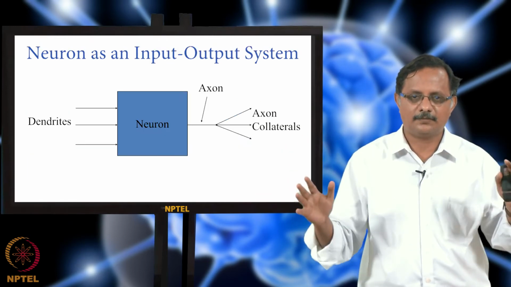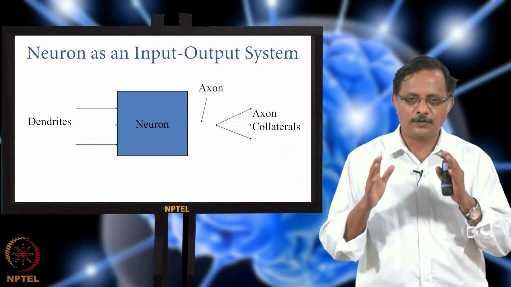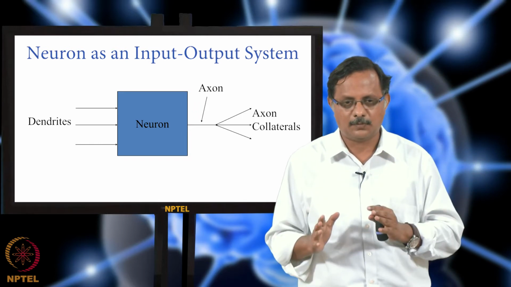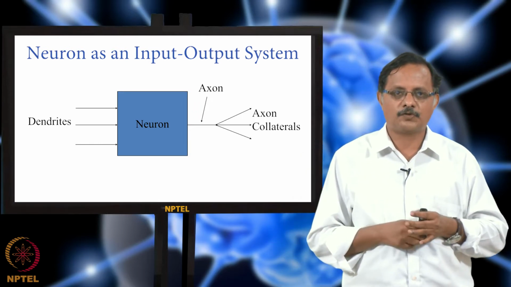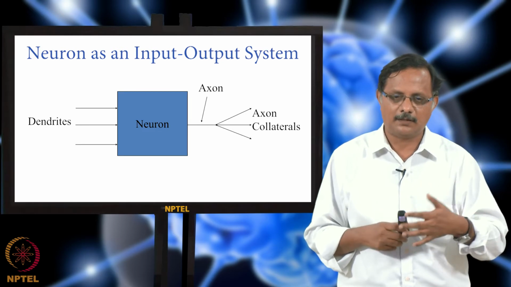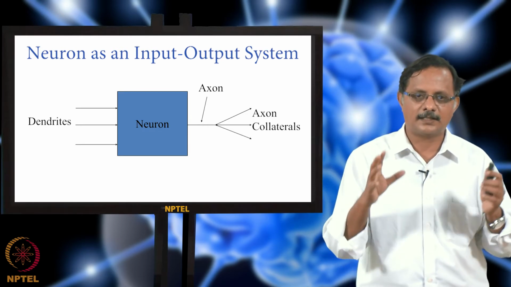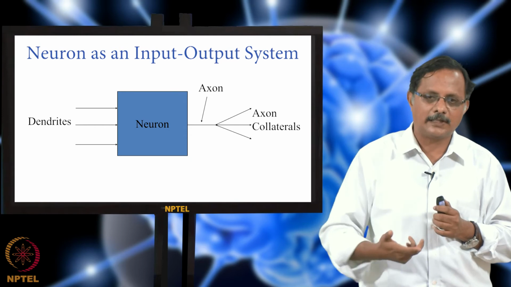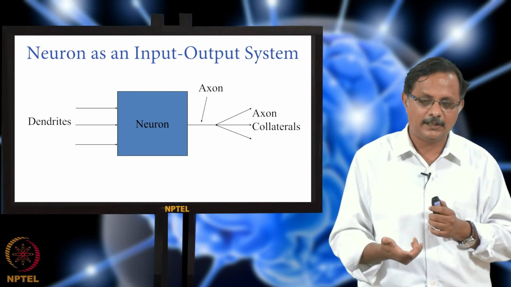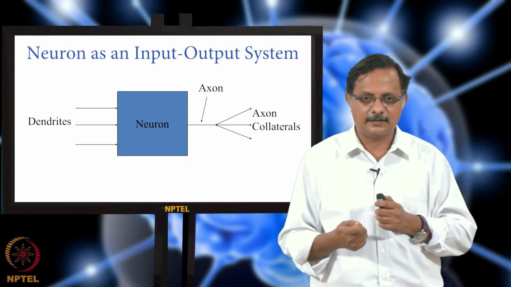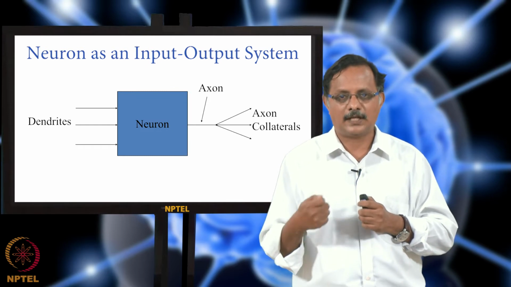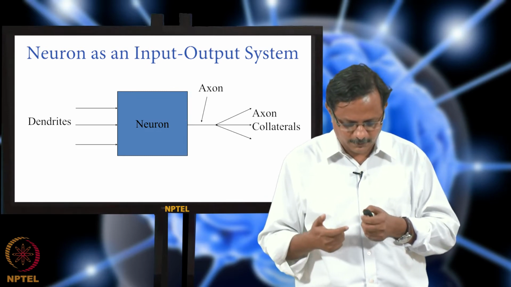Now, if you look at the complete picture of the neuron, think of the neuron soma as a black box, and dendrites carry inputs from other neurons. Those are the input lines into the black box, and then all the signals are combined by the neuron, and a new signal is generated at the cell body. This new signal travels down the axon to the axon collaterals and goes to the other neurons.